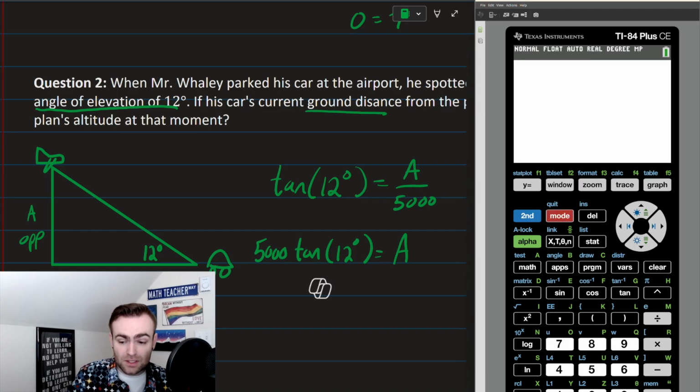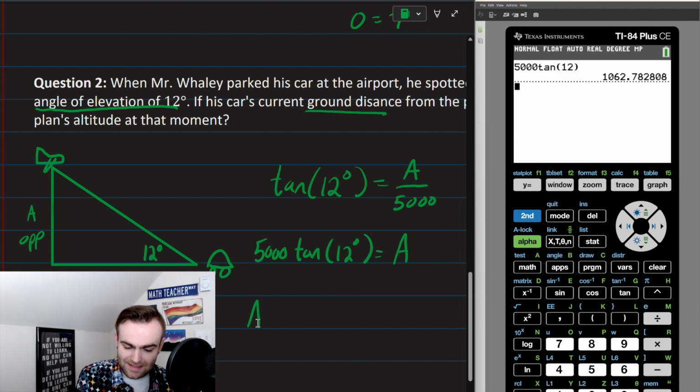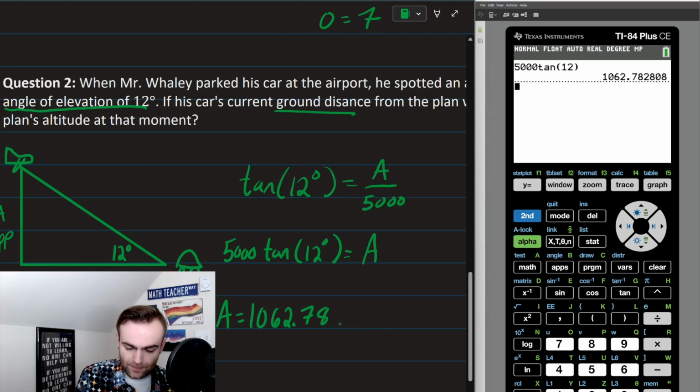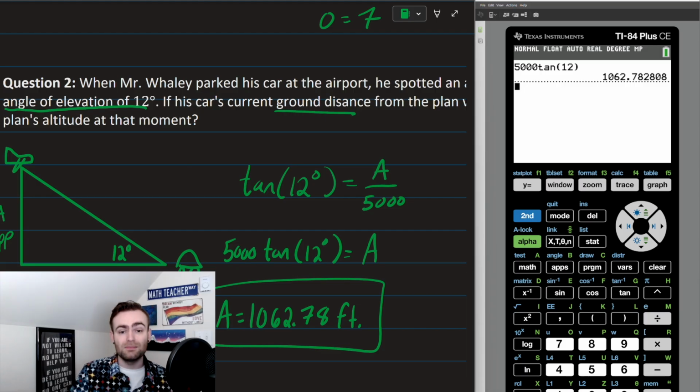And we're going to just type in what we see. We have 5,000, so 5 and then 3 zeros, tangent, and then 12. Since the 12 is in degrees, we don't have to put a degree mark, and enter, and we get an answer that A is equal to 1062.78, and our unit for the distance is feet. So feet on our answer, and that is the altitude of the plane. So not too bad, but again, we can't do that one without a calculator.